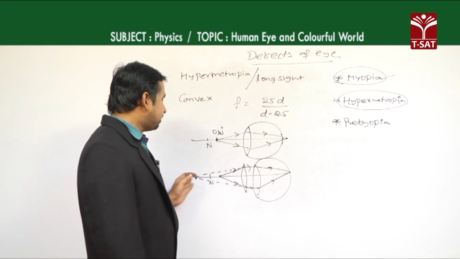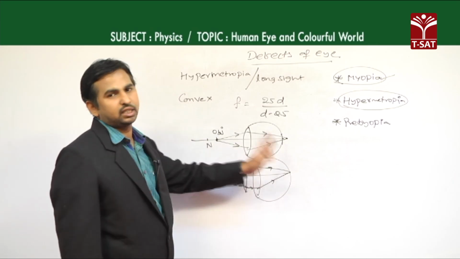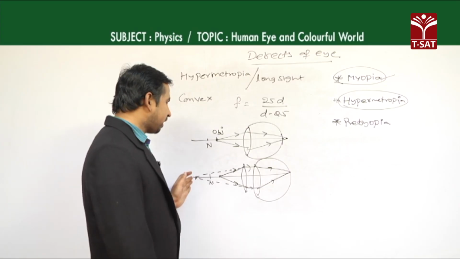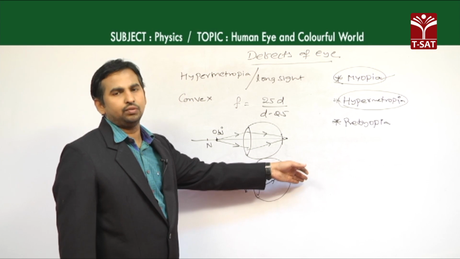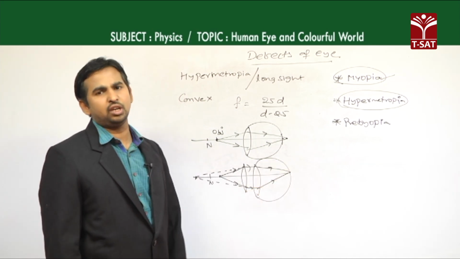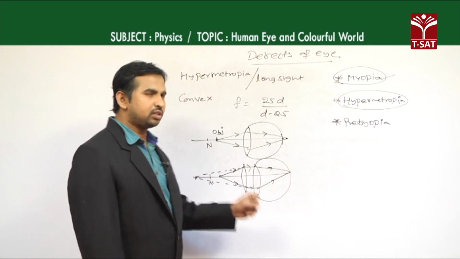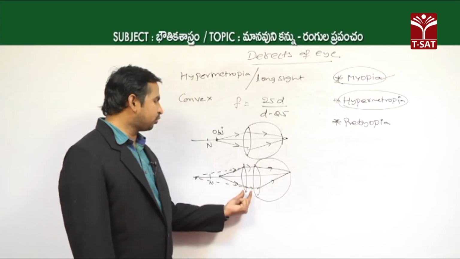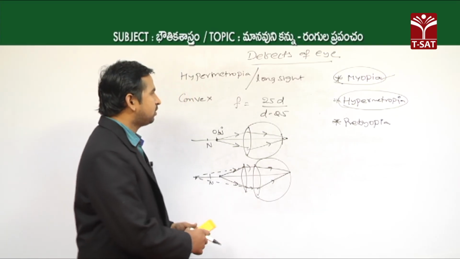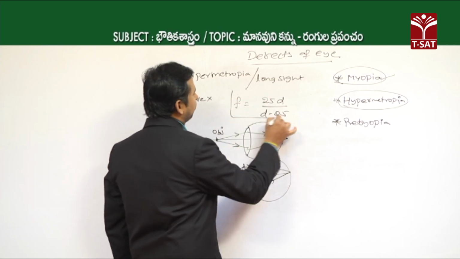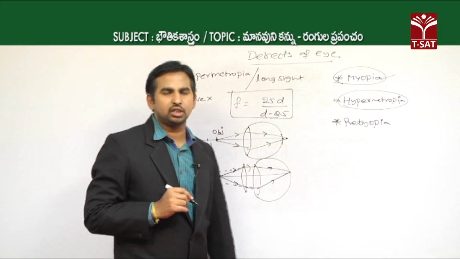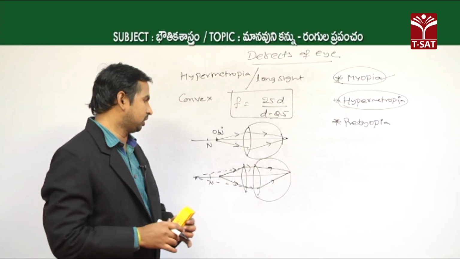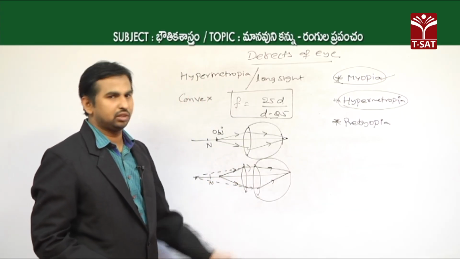So that the object which is placed after the near point, it can see very clearly. So these light rays can now be seen exactly converging onto the retina, which means that we can see the object very clearly. Then how much is the focal length required? The suggested focal length for this one is f = 25d/(d - 25), where 25 is nothing but our least distance of clear vision.